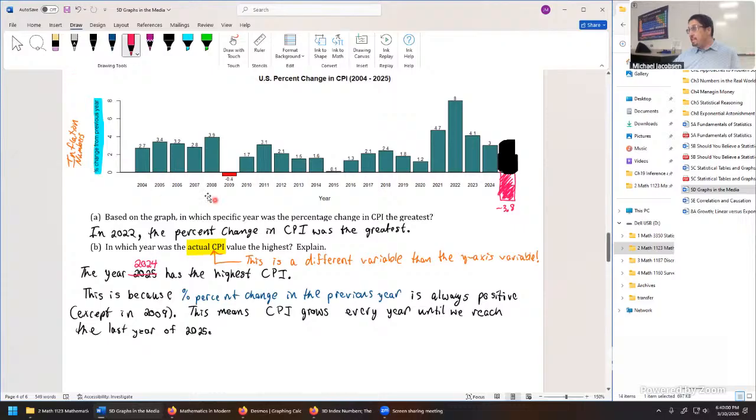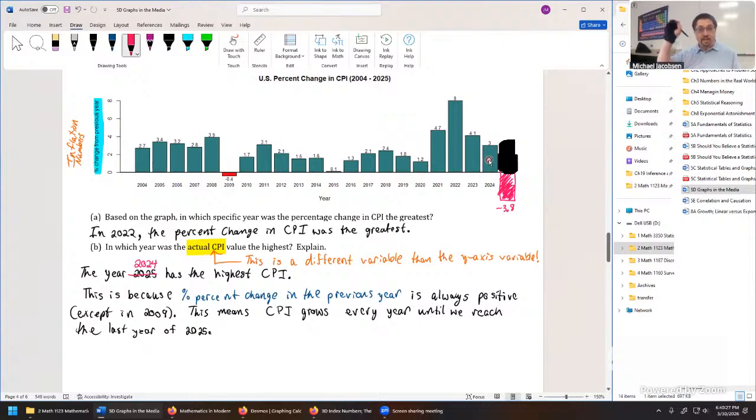The reason being is it's going up from 2024 to 2025. That's one off year in 2020, 2009. Sorry, I'm saying those years weird. It's positive in all these years. CPI only goes down once in this year right here. But these percentages being all positive means CPI keeps on increasing every single year after year. But that's the last year of increase.